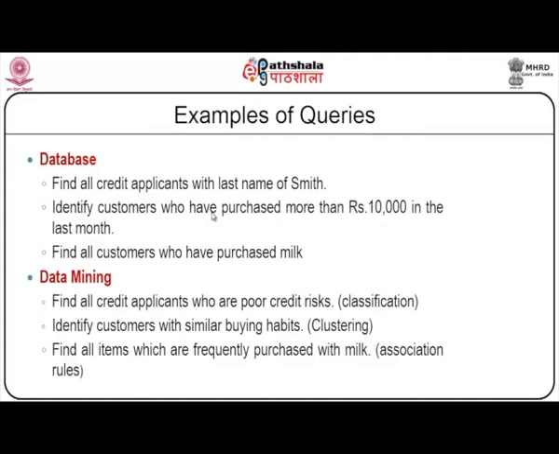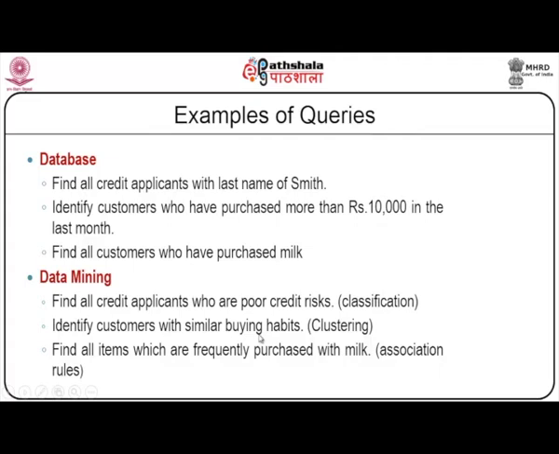Whereas data mining is not the same, where our queries might be something like: find all credit applicants who are poor credit risks. My credit limit is very poor in terms of maintenance, so I am in the risk category. How do I retrieve those customers who have credit cards with poor credit limits? For this I might use a technique called classification in data mining, which we will look at very shortly.